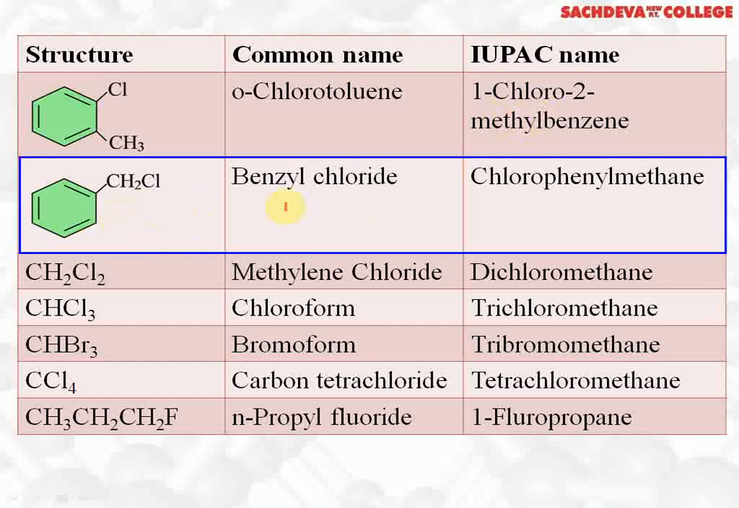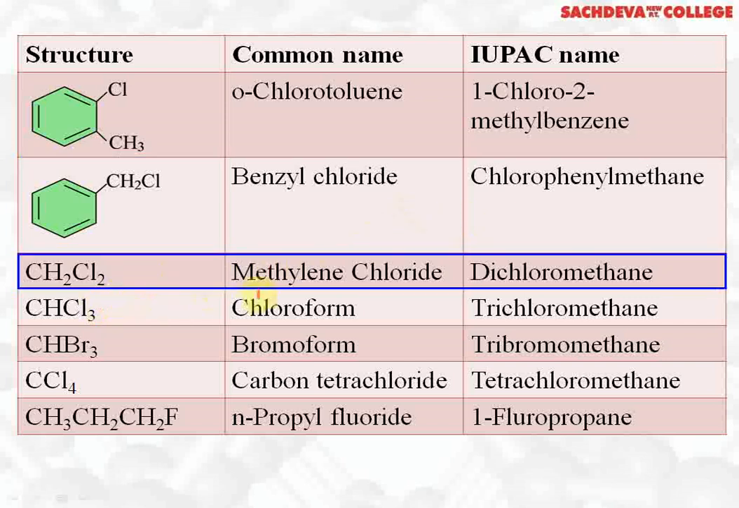This compound is benzyl chloride. Here this is the carbon atom which is attached to chloro, and this group is called phenyl. So the IUPAC name will be chlorophenylmethane. CH2Cl2, the common name is methylene dichloride or methylene chloride. Dichloromethane is the IUPAC name.